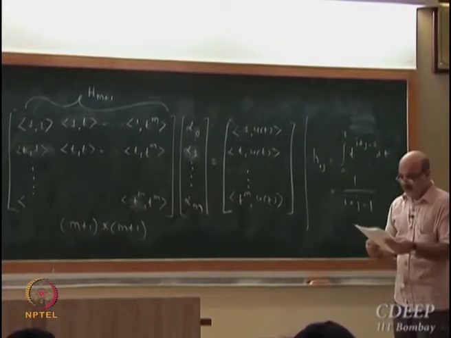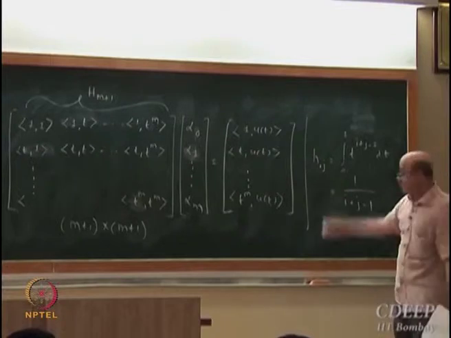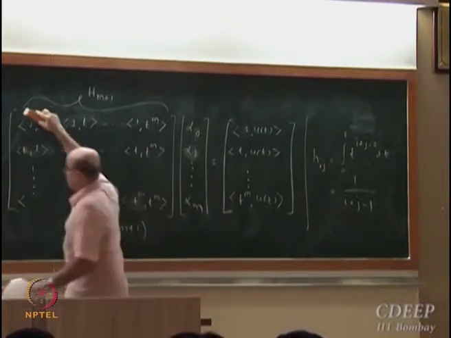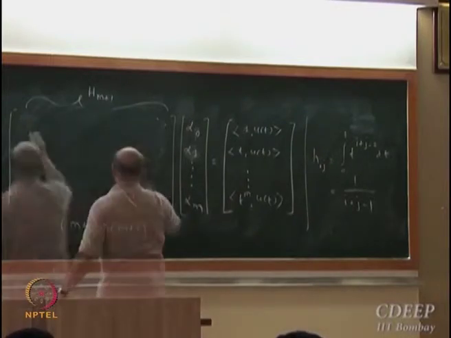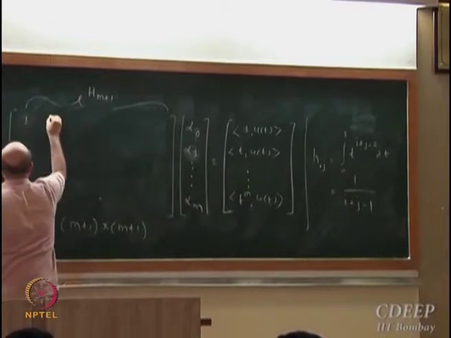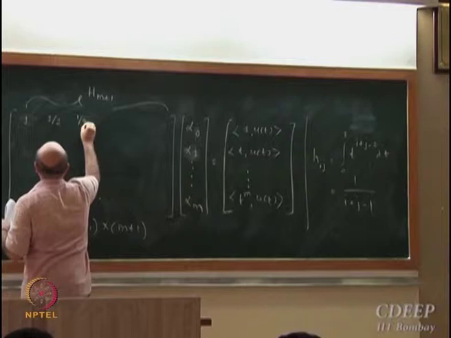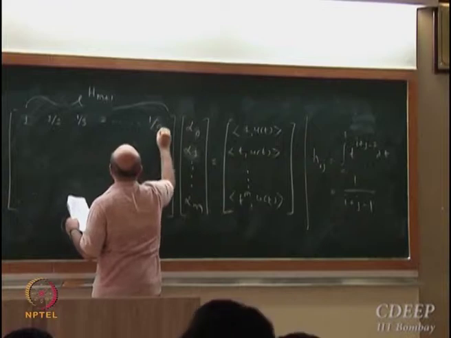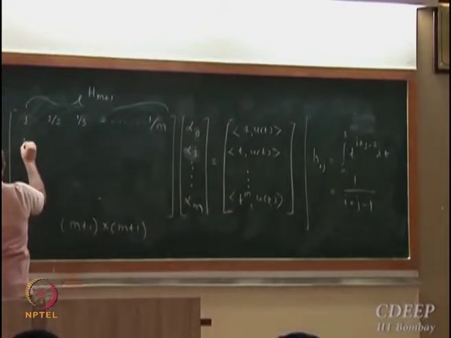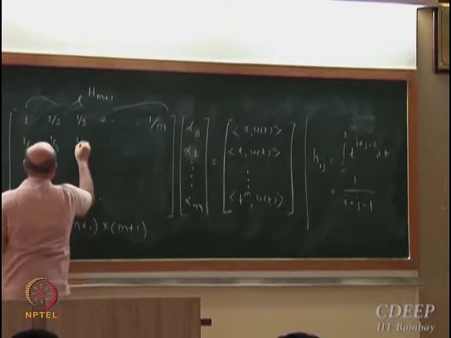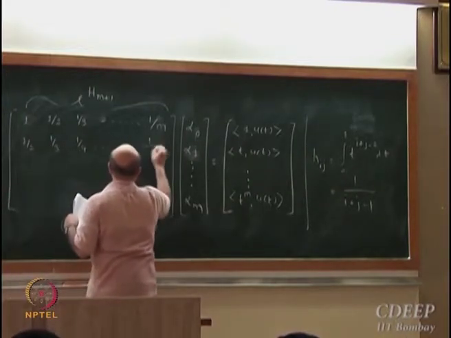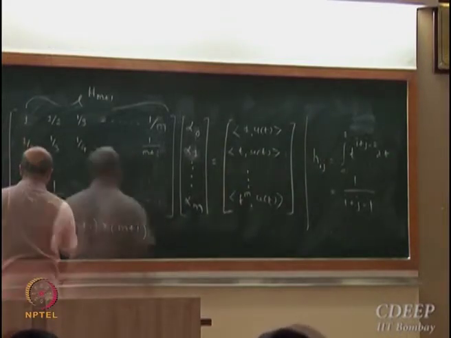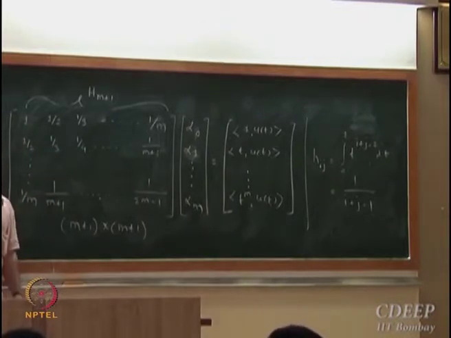Now, if I actually compute this and then fill in the matrix, the matrix that I get here is like this. It's a very, very nice looking matrix: 1 by 2, 1 by 3, 1 by m, 1 by 2, 1 by 3, 1 by 4, 1 by m plus 1, 1 by m, 1 upon 2m minus 1.